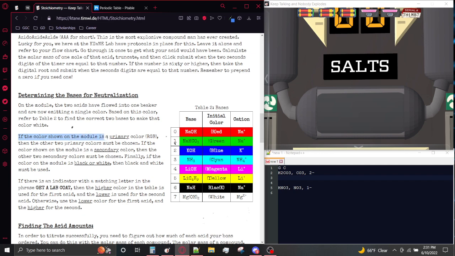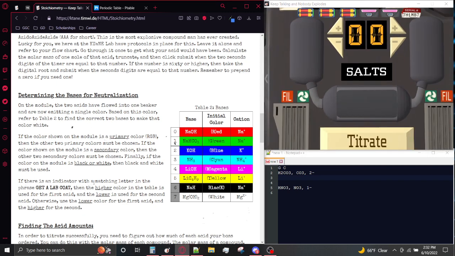So if the color shown in the module is a primary color, red, green, or blue, which it's not, but if that were the case, we're going to take the other two primary colors. So if we had blue liquid, we would be taking red and green. Same thing for a secondary color. If we had magenta, cyan, or yellow, then we're going to take the other two secondary colors. So if we had yellow, we'll take cyan and magenta. Or if the liquid is black or white, then black and white will be used. So we're going to use black and white.